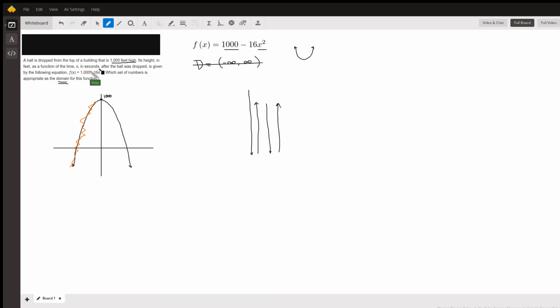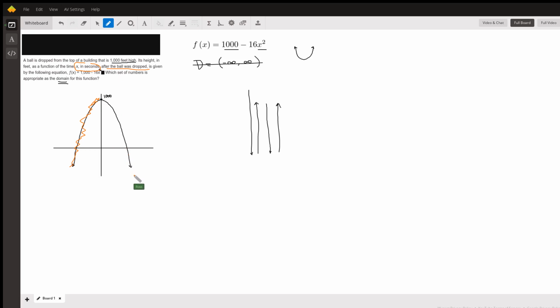Keep in mind, x means seconds after the ball was dropped. Why would I get rid of all those negative numbers? Hopefully you're thinking, if I'm dropping the ball at 0 seconds, nothing happened before that, right? It doesn't make sense to talk about the time before the ball was dropped. So I'm getting rid of every single number before 0, because we can't go backwards in time. Wish we could.